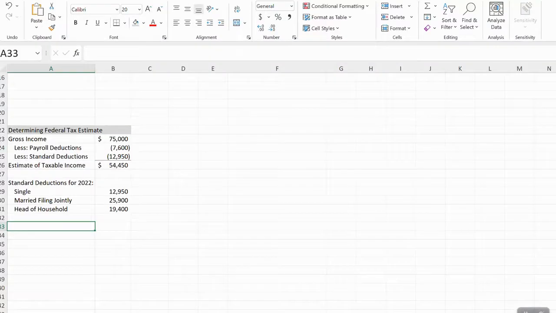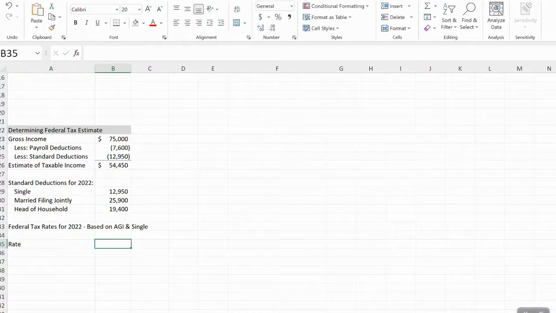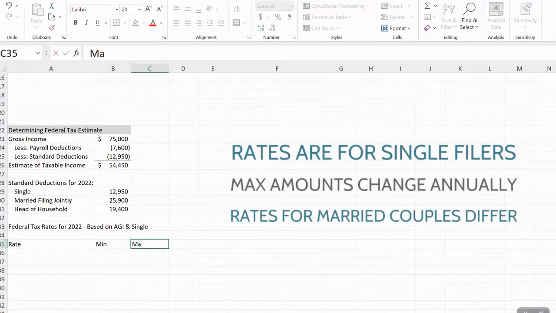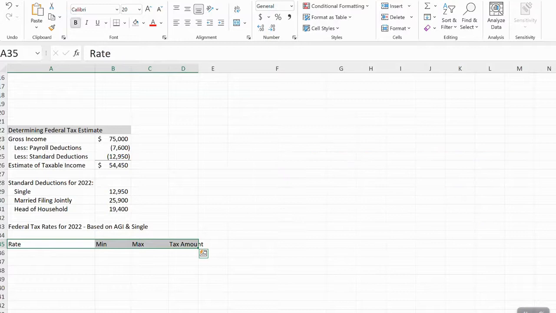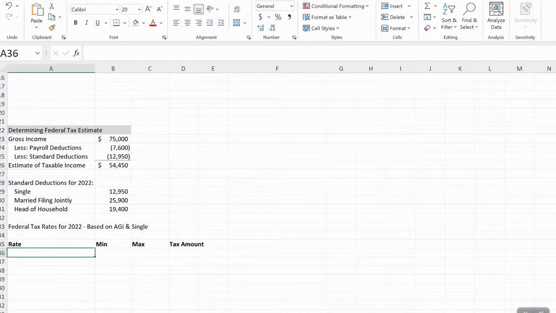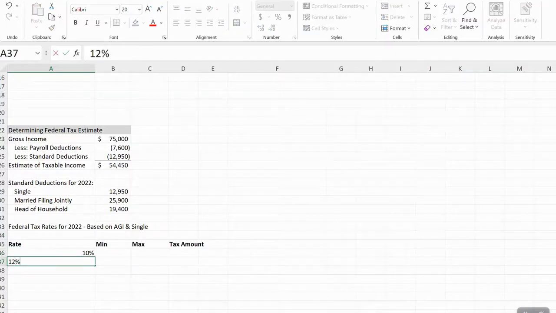I am going to create federal tax rates. We're going to start with our rate. We have our min salary and we have our max salary. Next to that, we're going to figure out our tax amount. The reason we're putting the min and the max in separate columns is to make our formulas simpler. This should allow us to update this faster from year to year if we want to come back and reuse it. Okay, so the first tax rate is 10%, and then it's 12%.